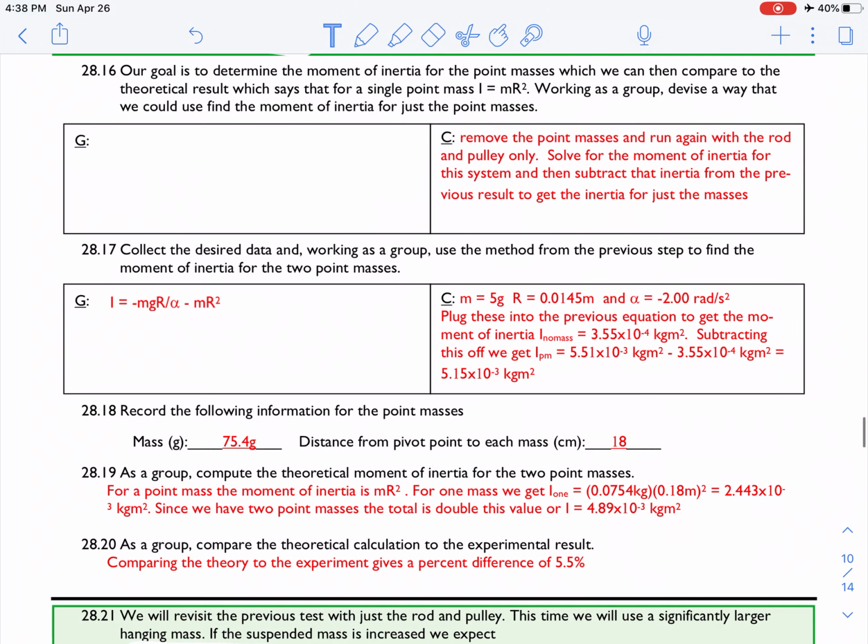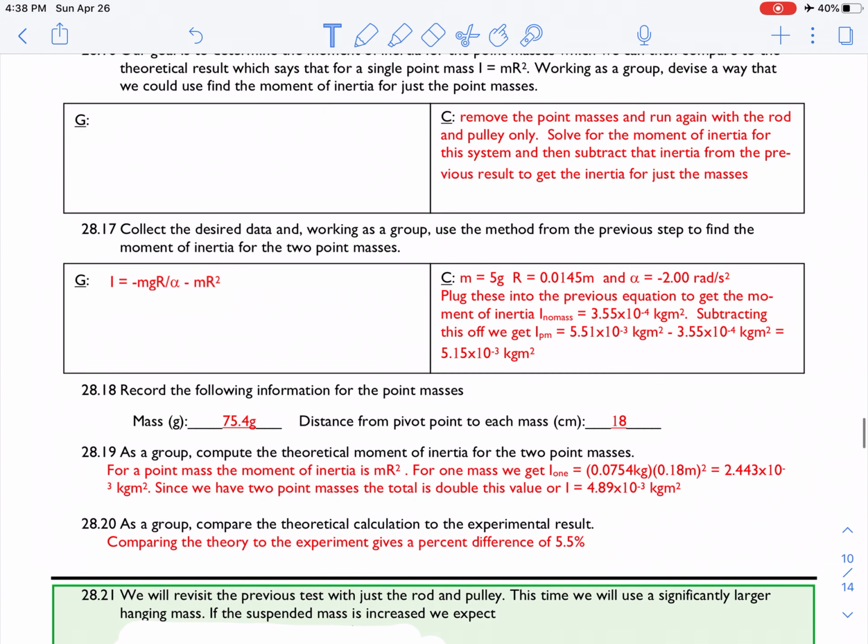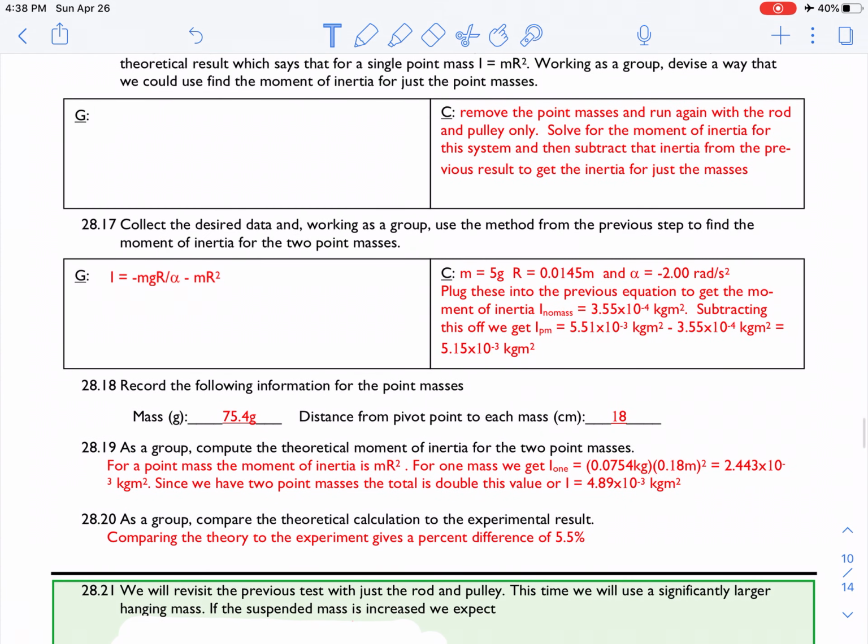So first thing we do is we run the experiment again without the masses. Just pasted this equation here that we found. We will use it again. So now the hanging mass is 5 grams. The pulley radius didn't change. The angular acceleration is different, of course, now, right? It's much bigger. It spins faster, but still negative.